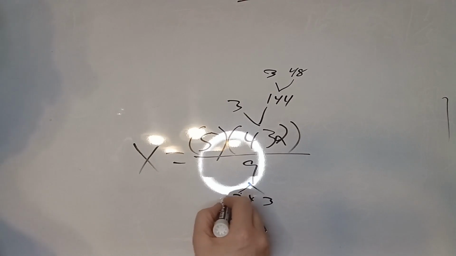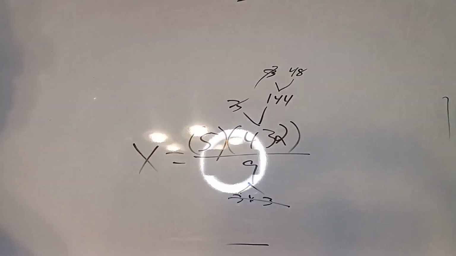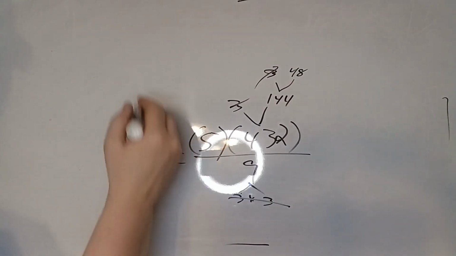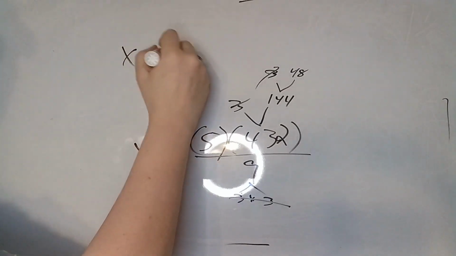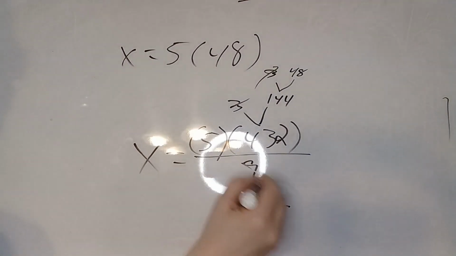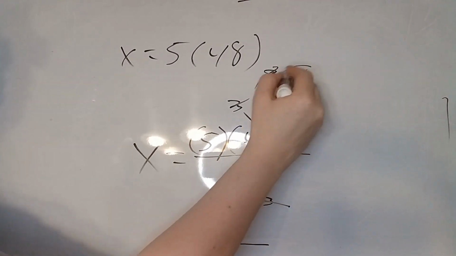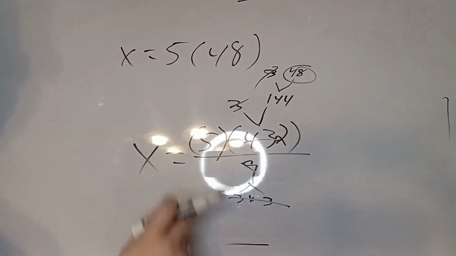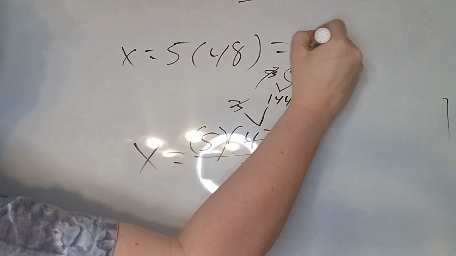So now we can cancel these 3s and these 3s. And we get x equals 5 times 48, because that's all that's left here, right? We got rid of this, and this is all there is here, plus 5. 5 times 48 is 240.